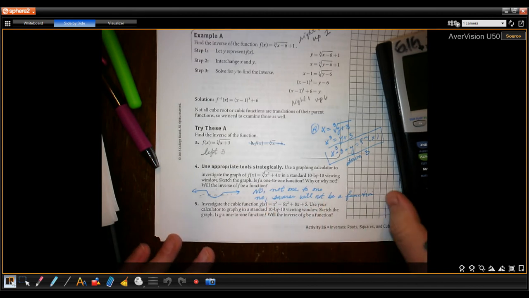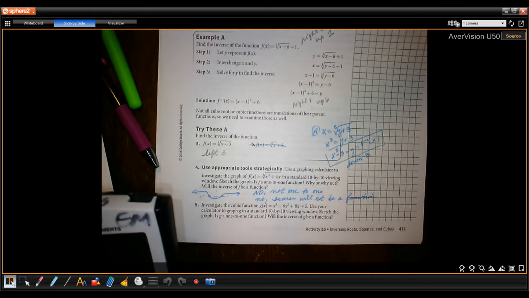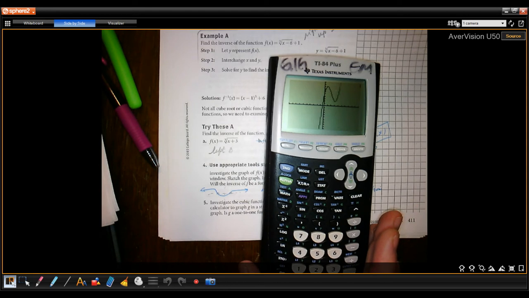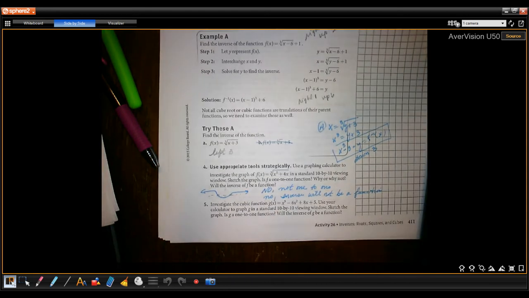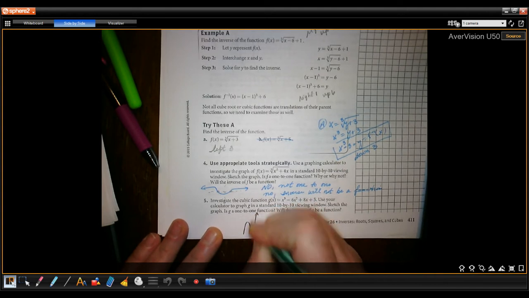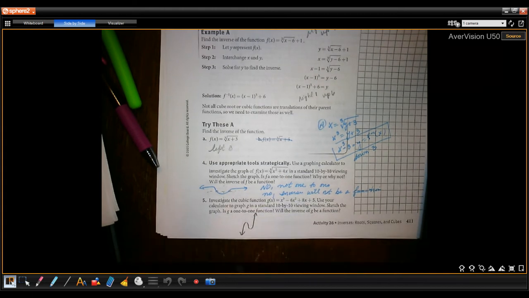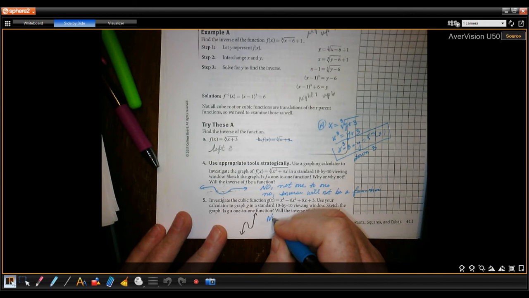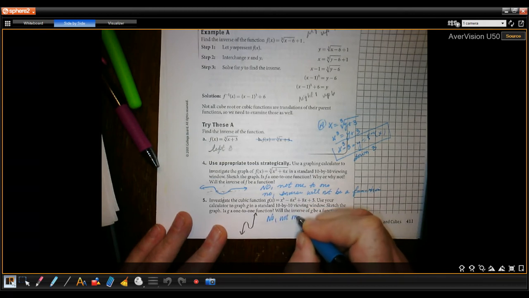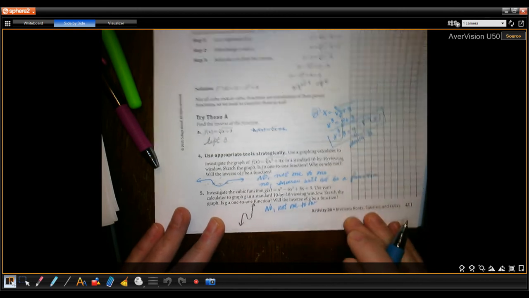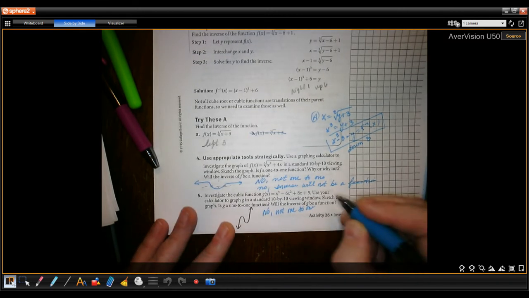Investigate the cubic function. Okay, use your calculator. So let's do that one really fast. So type it in your calculator: x cubed minus 6x squared plus 8x plus 5. Okay, you can tell by that one. That one looks like this. Is this a function? Yes. But it says sketch the graph. Got that. Is g 1-to-1? Hopefully you're going to say, again, no, not 1-to-1, right? And well, the inverse, obviously the inverse won't be a function.